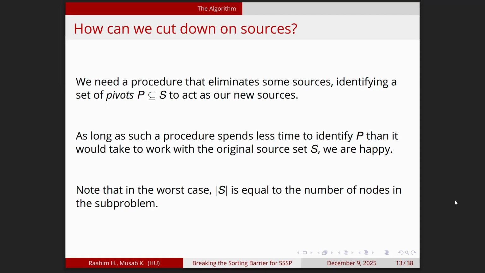All right, we want to cut down on our sources and we want to identify a set of pivotal sources, let's call them pivots, such that we can treat this set of pivots as the new sources and we can still solve the boundary multi-source shortest path problem. We want an algorithm that spends less time identifying these pivots than it would have taken to just work with the original set of sources. Keep in mind that in the worst case, the set of sources can be at most the size of all of the nodes in the subproblem.